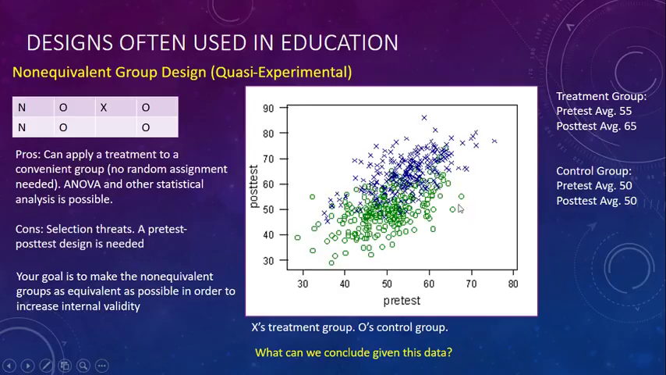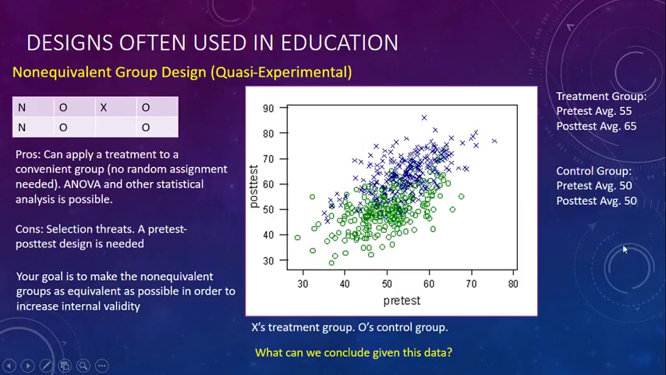If you look at the pre-test, you would see that the O's, if I look at the middle of this green patch of O's, it's at 50. So their pre-test average is 50. And their post-test average is about 50 as well. So they didn't really improve, whereas the post-test average on the treatment group is 65.